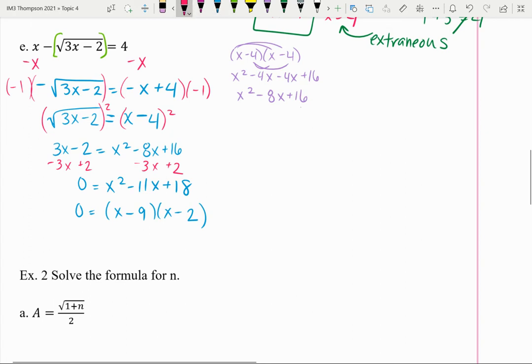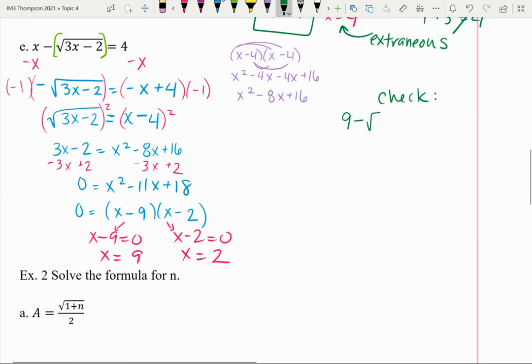Take each part and set it equal to 0. So I've got x minus 9 is equal to 0. X minus 2 is equal to 0. X is 9. X is 2. And I check and plug them both in. Make sure you're plugging it into the original.